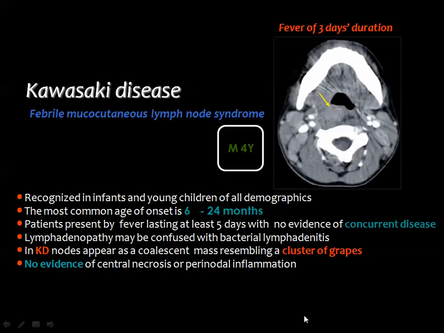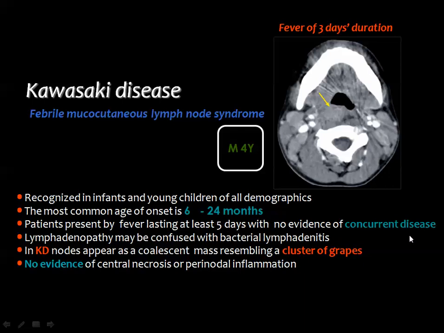Kawasaki disease is the febrile mucocutaneous lymph node syndrome, and is usually recognized in infants and young children. This is the common age of presentation, between 6 months and 2 years of age. And most of the patients will present with fever for 5 days with no evidence of an inflammatory disease.